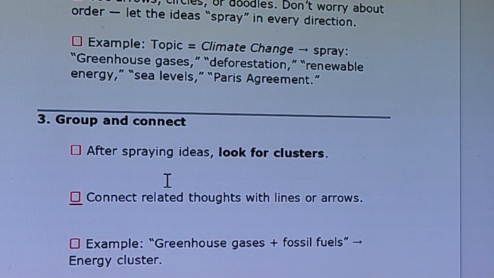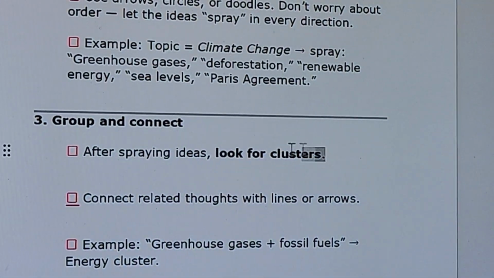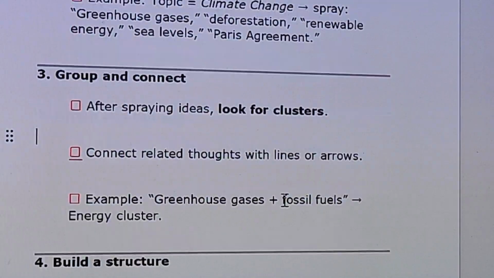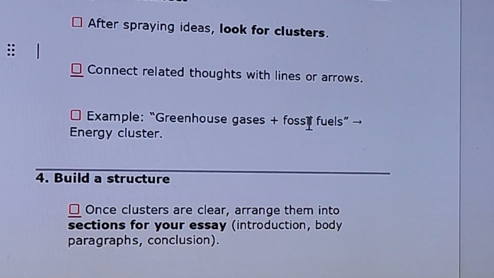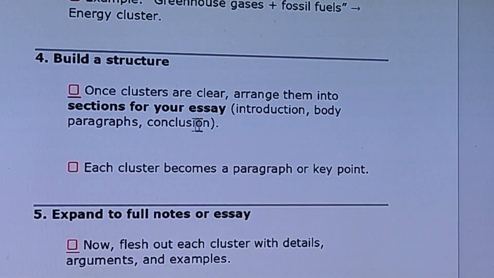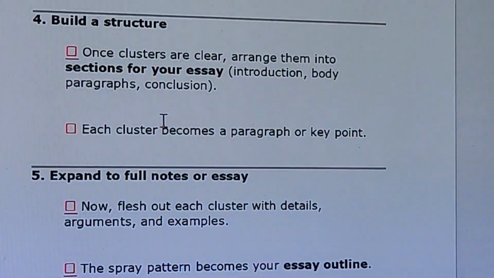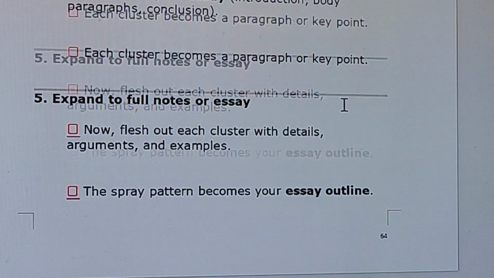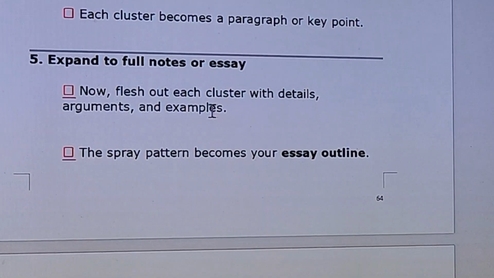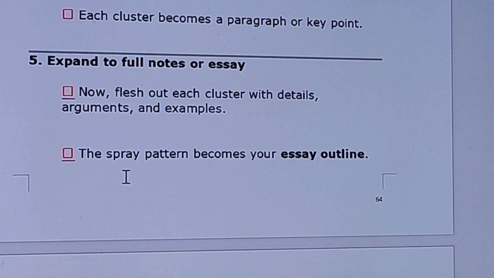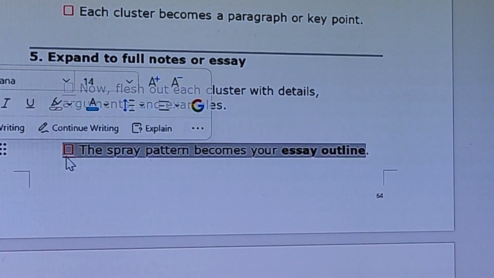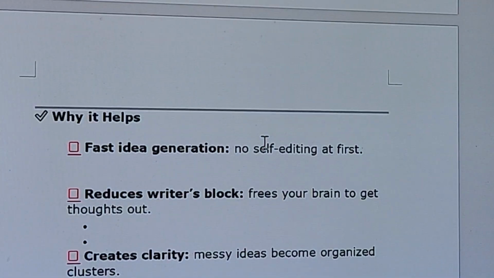Group and connect. After spraying ideas, now start looking for clusters. What are similar ideas? Connect related thoughts with lines or arrows. For example, greenhouse and fossil fuels go together. Build a structure. Once the clusters are clear, arrange them into sections for your essay, and each cluster then becomes a paragraph. Expand each to full notes or an essay. Now flesh out each cluster with details, arguments, and examples, and the spray pattern is then your essay outline, and that can form the basis of your speech that you have to deliver.